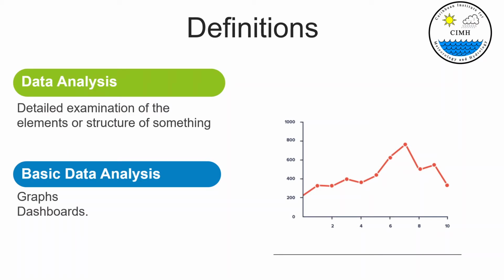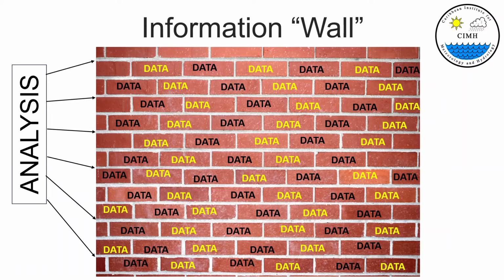I will just quickly touch on data analysis. This is the step in the chain that produces the information. Data analysis is the detailed examination of the elements or structure of something. Some basic data analysis includes graphs and dashboards. I'm going to use the analogy of a wall. Think of our data as the building blocks to a wall. The analysis is the cement that holds these blocks together to form the sturdy structure, or information wall.